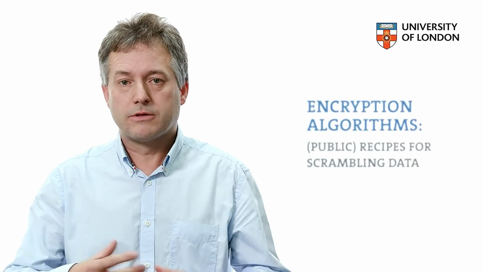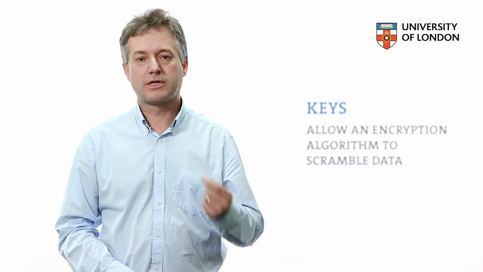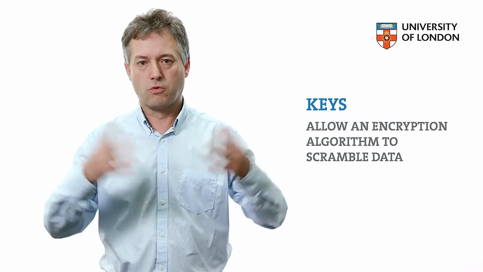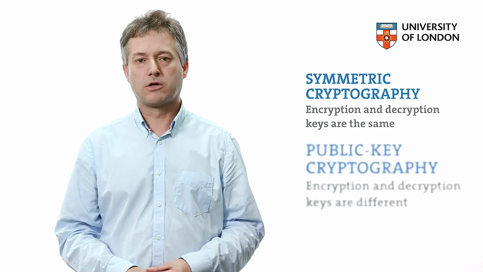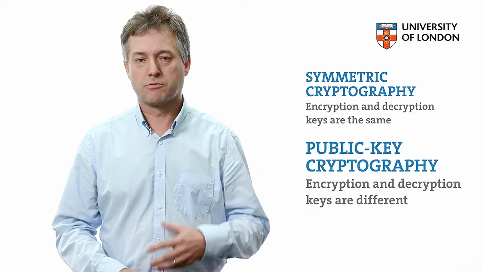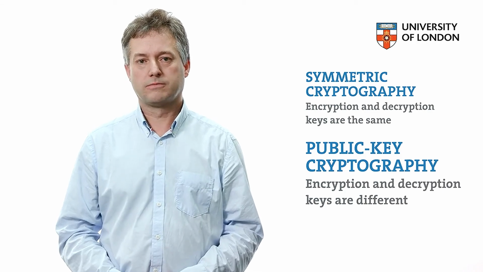So in summary, encryption algorithms are recipes, they're ways of scrambling data. And keys play a critical role because keys allow the data to be scrambled in different ways, many different ways, more ways than there are stars in the universe, hopefully. And there are two very different types of cryptography. In symmetric cryptography, the encryption key and decryption key are the same and need to be held secret, whereas in public key cryptography, the encryption key can be something everybody knows, and only the decryption key needs to be held secret.